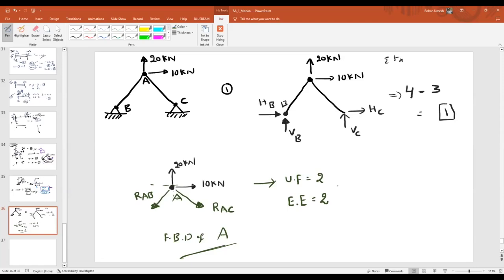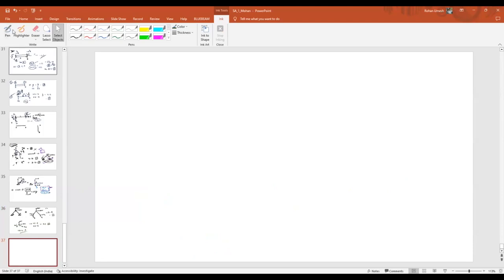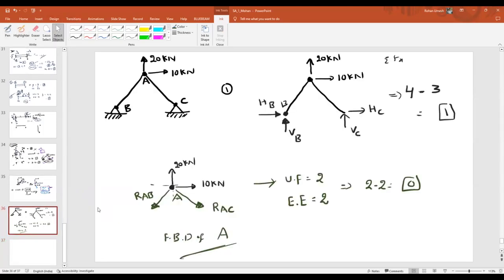Now tell me, is there any indeterminacy here? 2 minus 2, 0. That means if I take the free body diagram at point A, then I can find the unknown forces in members AB and AC. As of now, clear? Yes, sir. Now what will I do next? Can you guys imagine? After this step, what should I do?